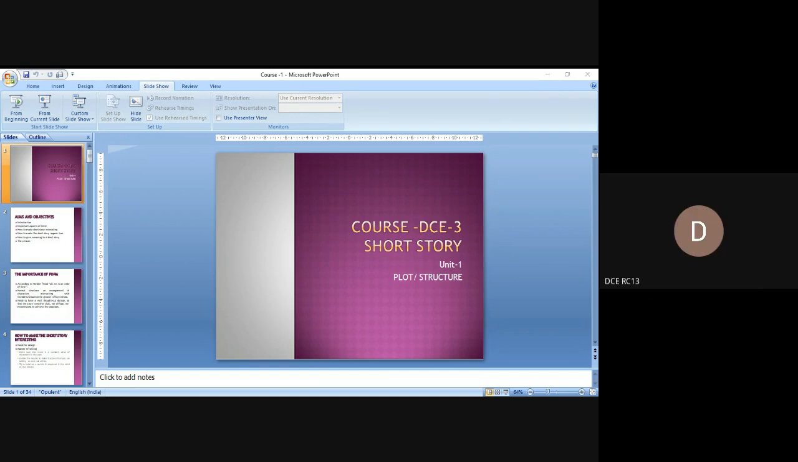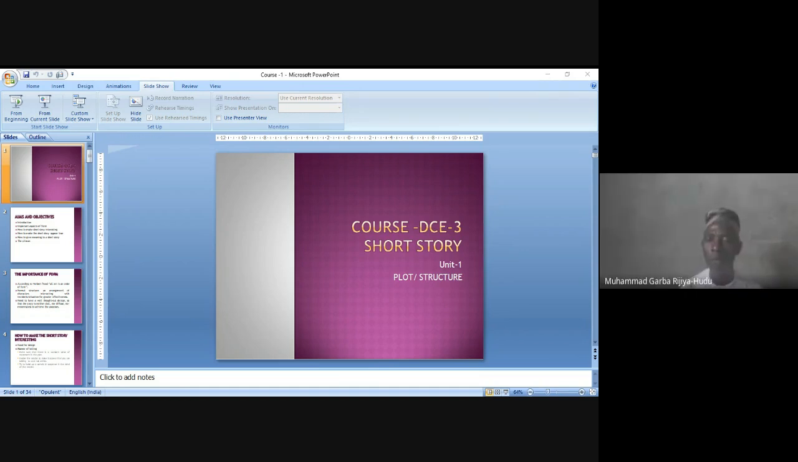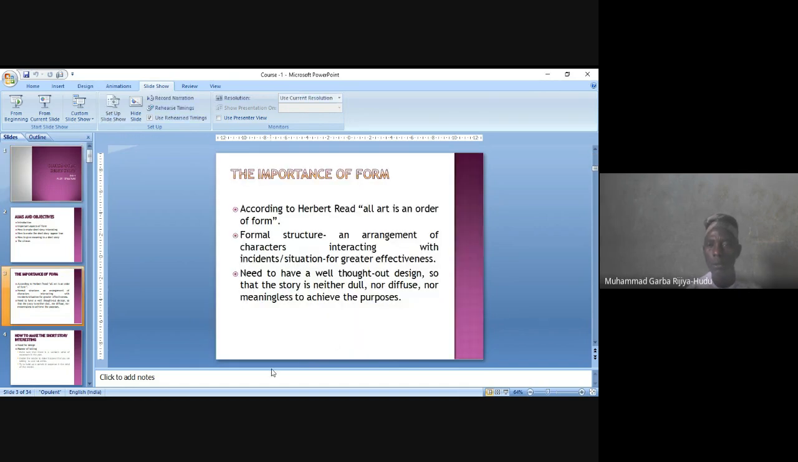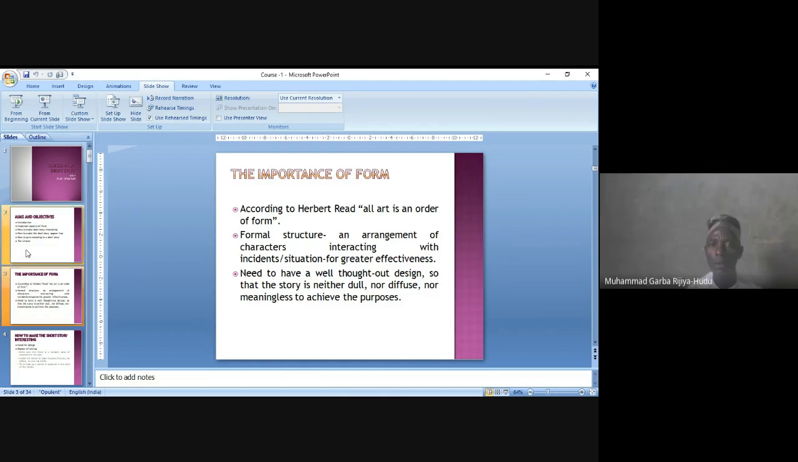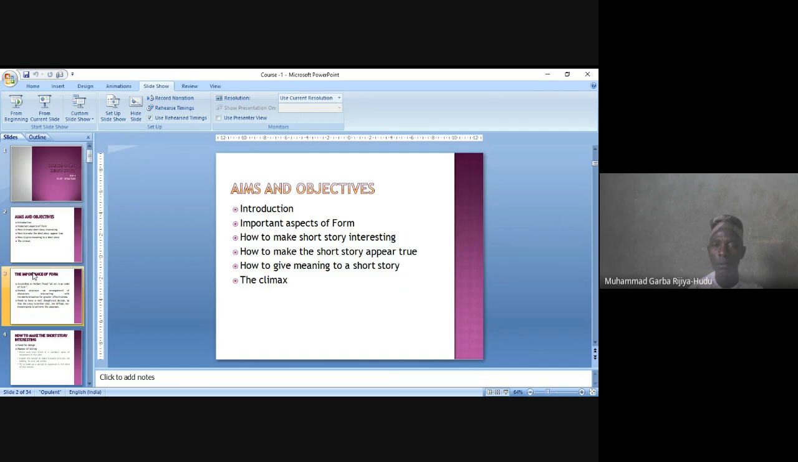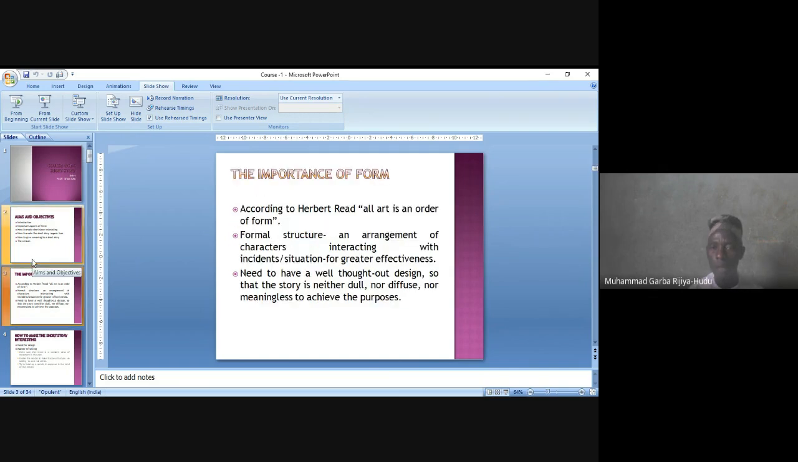Wait, I'll try once again. I'll move. Yes, yes. Is it moving now? No, no. Mohammed, can you see the slides moving? No, ma'am, it's not moving. Yes, now it's moving, madam. Is it moving now? Yes. Yes, madam. Now it moves.